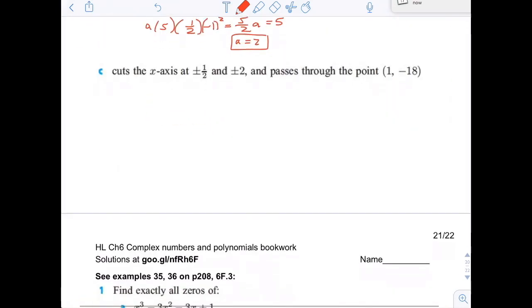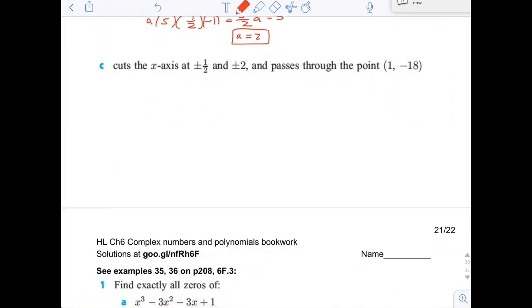Finally, let's do 3C. We're looking for the quartic which cuts the x-axis at plus or minus 1/2 and plus or minus 2 and passes through the point 1, negative 18. So basically this looks like a times x plus 1/2 times x minus 1/2 times x plus 2 times x minus 2, and it goes to the point 1, negative 18. So if we plug in 1 for all the x values and we set it equal to negative 18, we can figure out what a is.